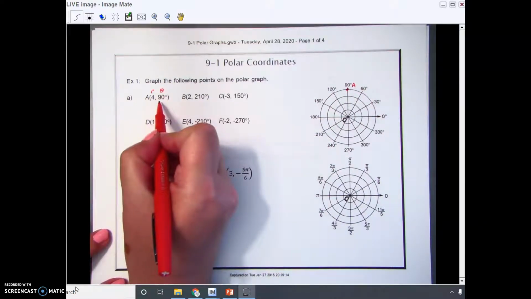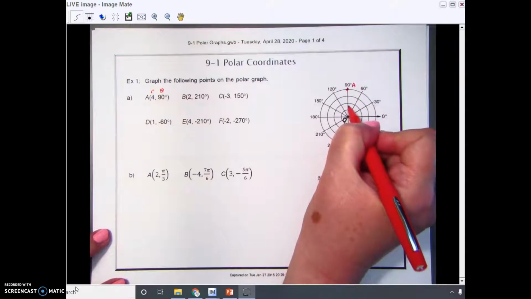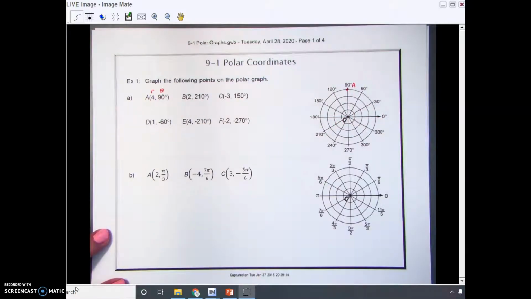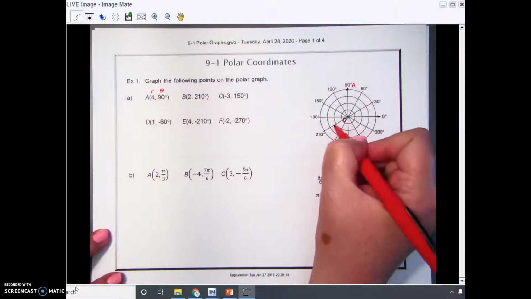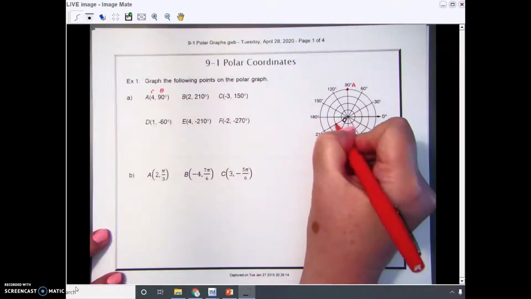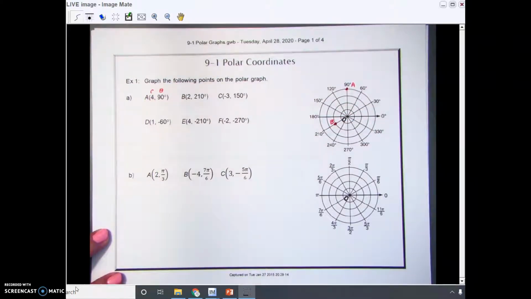Personally, I like to do the theta value first and then the counting, because then we go around 90 degrees and we go out 1, 2, 3, 4, just to let you know. So then for B, we would go around to 210 degrees and forward 2 steps because r is positive. So this is going to be point B.